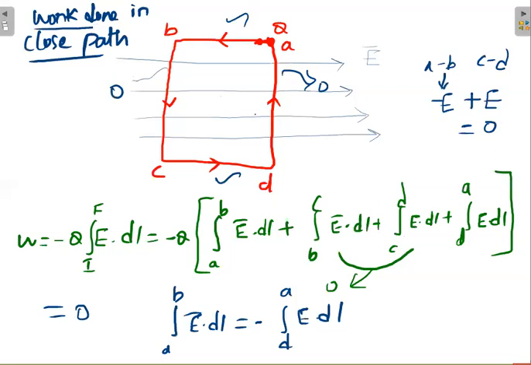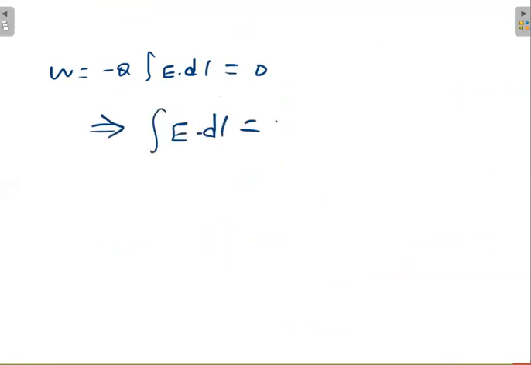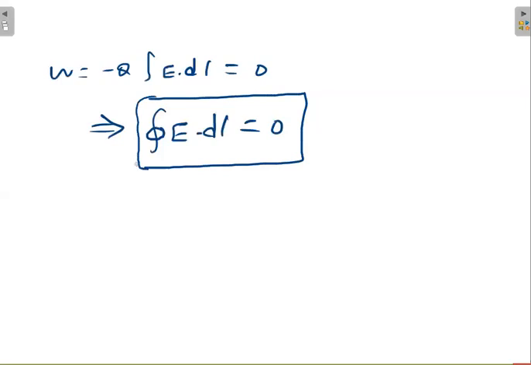So what is the extension of this? See what we have taken: minus Q integral E dot dl is equal to zero. Then what is the implication of this? So integral E dot dl is equal to zero when you have a closed path. This is the idea. The closed line integral of E dot dl is always zero.